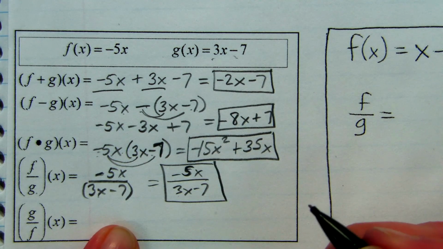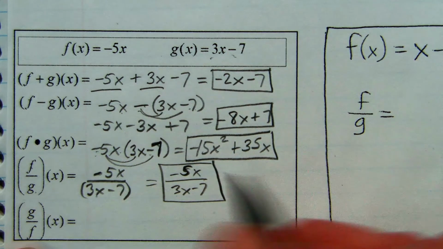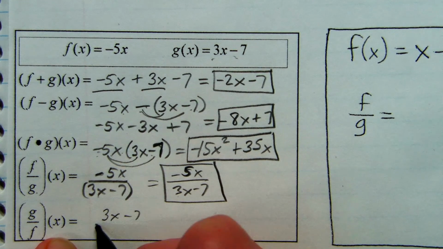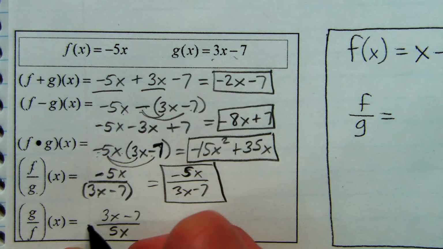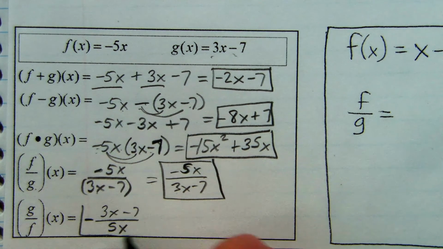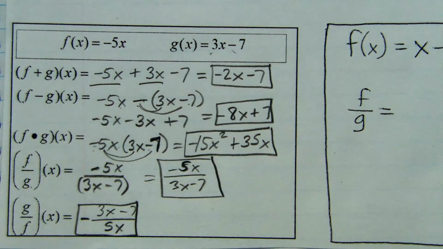And then g over f, I would just flip it over. 3x minus 7 over negative 5x, except usually they won't put the negative in the bottom. They'll stick it out in front of the fraction. Yeah, I like it. So basically, you just put them into the fraction, and that's it.